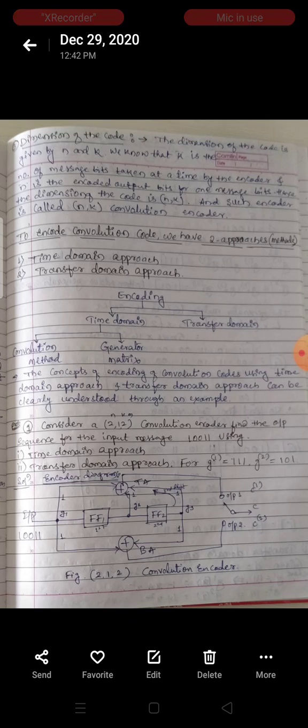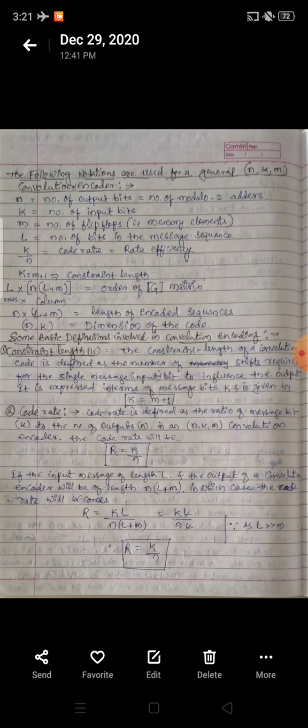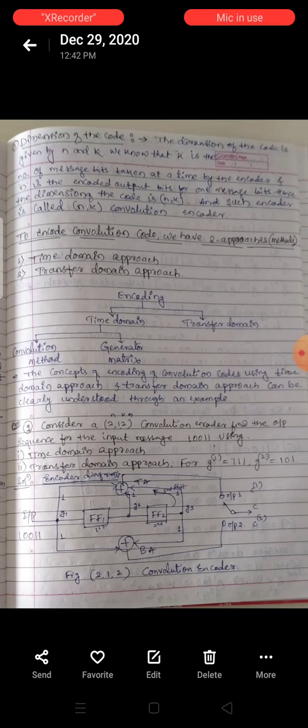Now according to that you have to draw the circuit. This circuit is called the convolution encoder circuit. It is (2,1,2). So here I have labeled that (2,1,2), it is N K M. So N is equal to how much? The number of outputs, that will be considered as modulo 2 adders. Just now I told what N is. N is equal to the number of output bits as well as the number of modulo 2 adders.